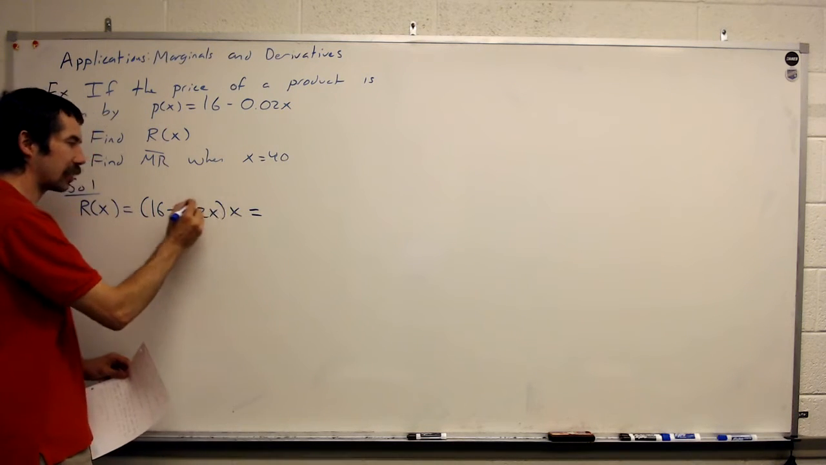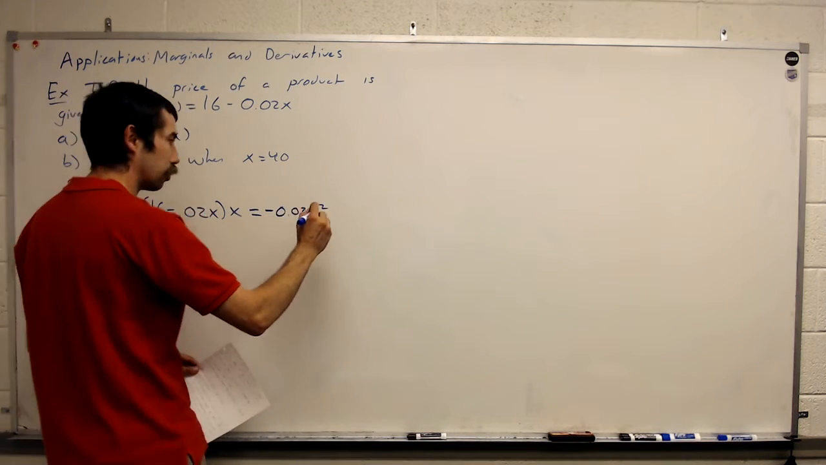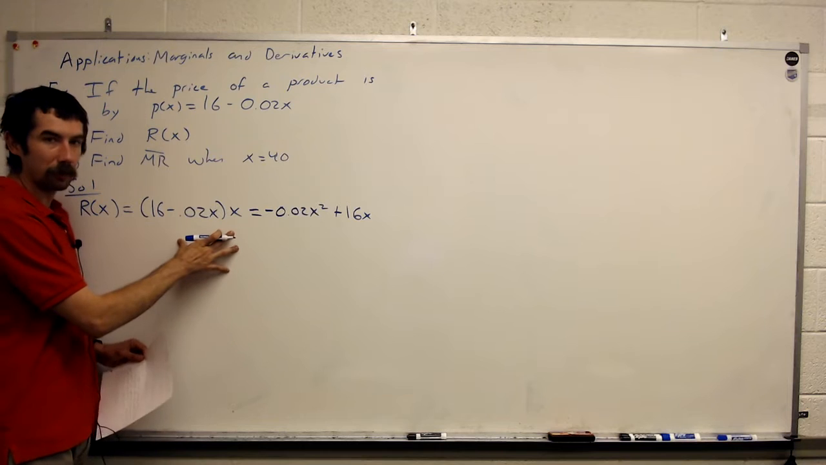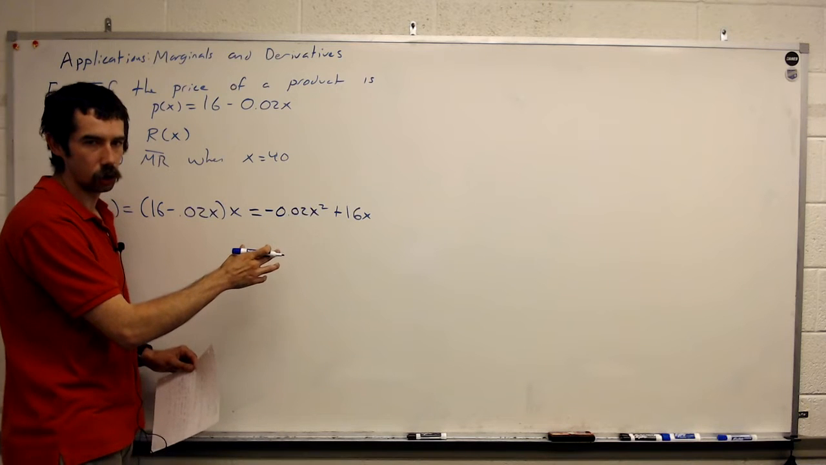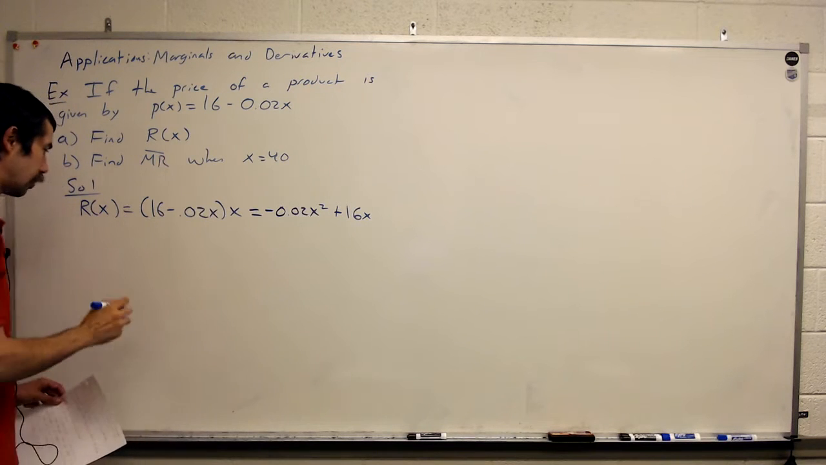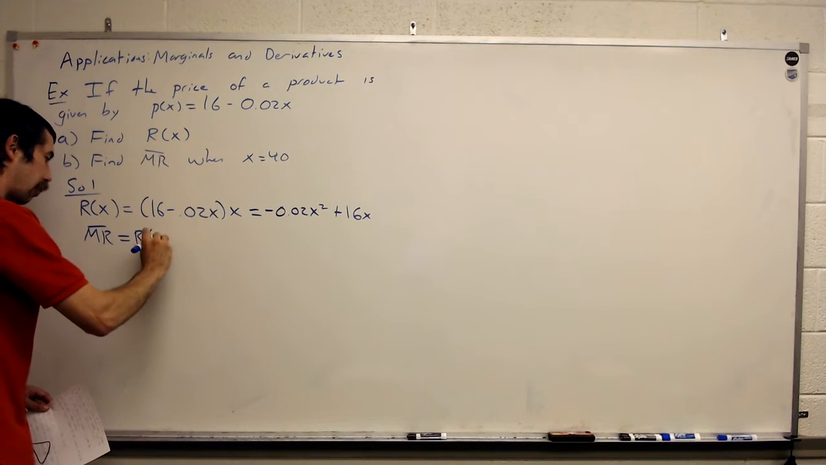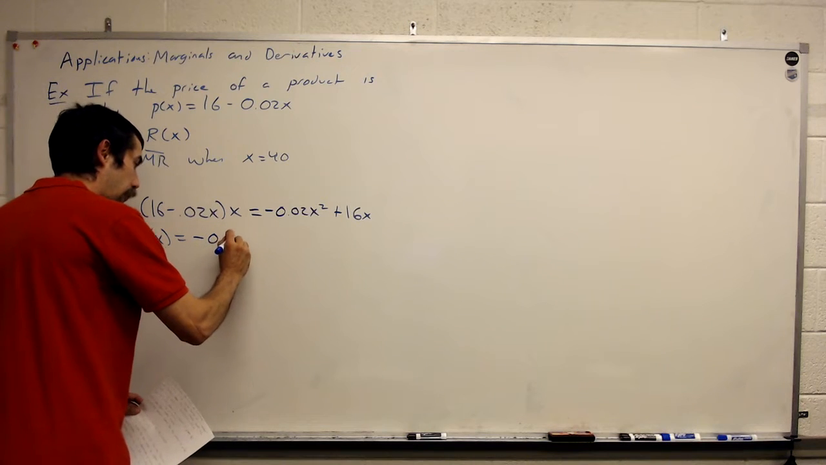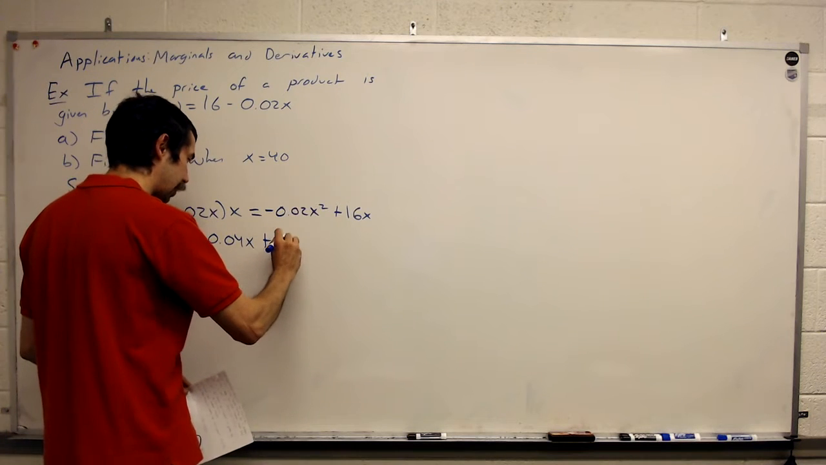All right, so distributing this x to both of the terms, we get negative 0.02x squared plus 16x. We could have just sucked it up and done the product rule to take the derivative, but it's just so much easier when you have a polynomial. So our marginal revenue, which is just the derivative of our revenue function, is negative 0.04x, right? We bring the power in front, subtract 1 from the power, plus 16.